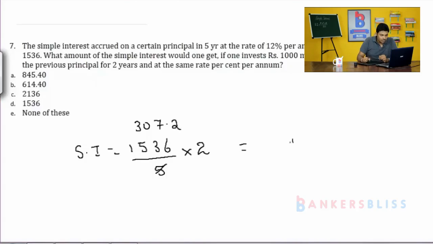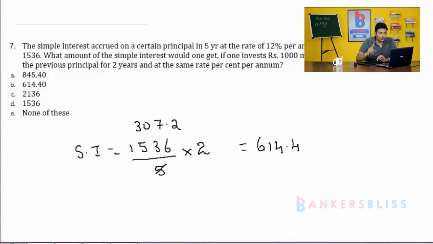So after simplification you are going to end up with 614.4. This is the interest amount for the old principal amount. You have to calculate the new interest for the new principal amount, that is 1000 rupees extra. For that extra amount you are going to get the extra interest.